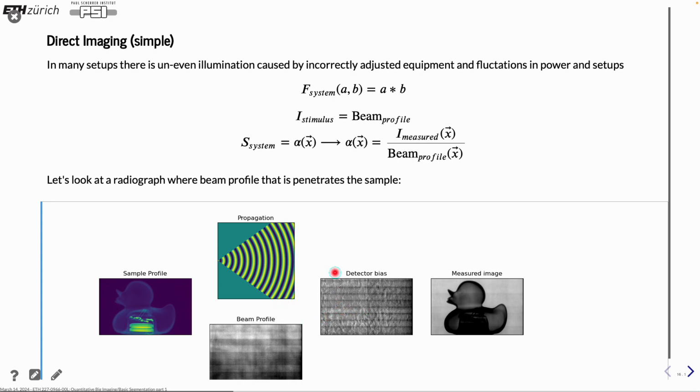Then there is a detector bias, which is in principle a way to handle the dark, the thermal noise in the electronics. So it's called dark current bias. And together we measure some image as a combination of all these four.